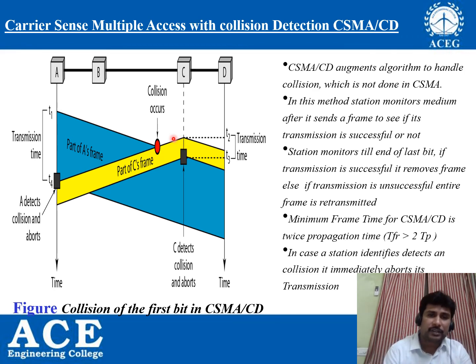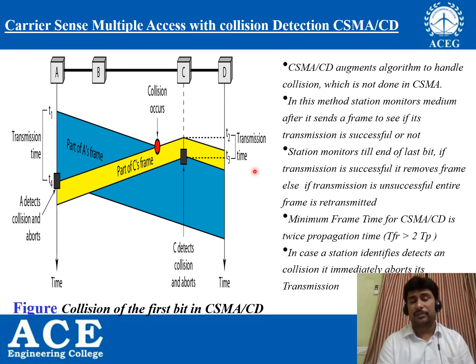Now what happens? A is transmitting through the same channel, and C is transmitting through the same channel. At a time T3, both the data will collide. And once the data from the two devices collide, what happens? Whenever C identifies that there is a collision, it immediately aborts. We just said that whenever a collision is detected, it will stop transmitting.